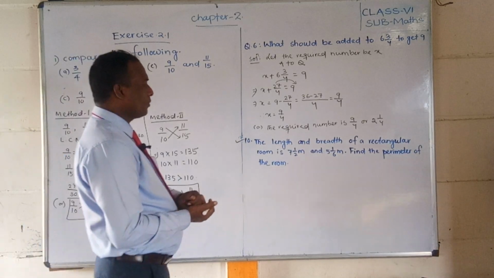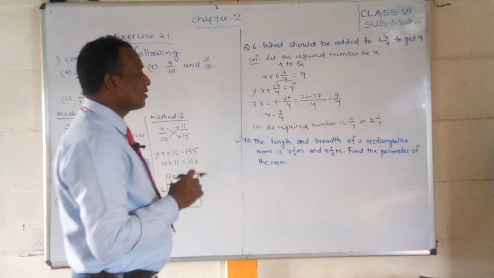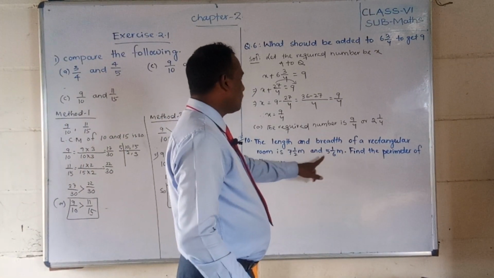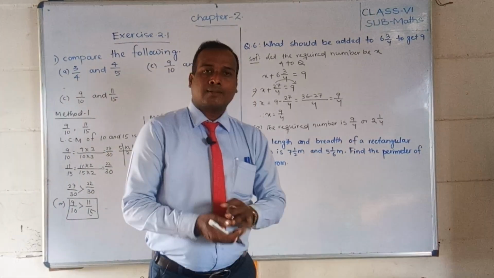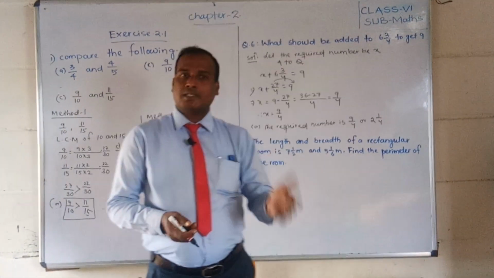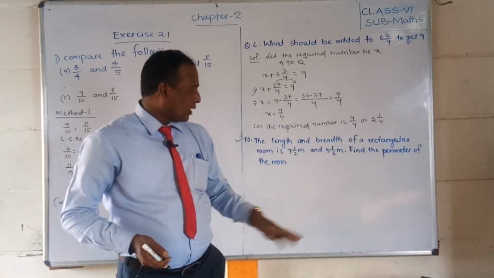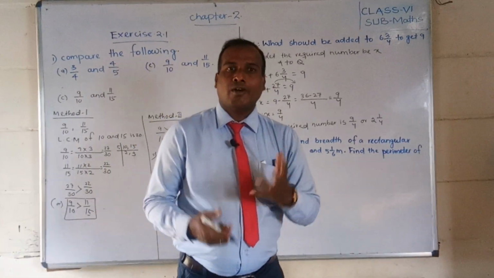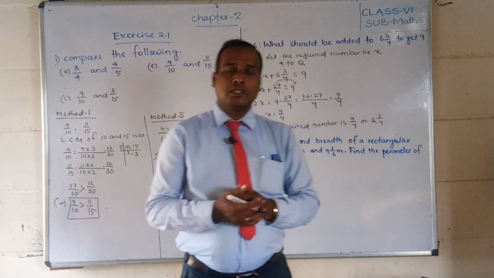I will do some of these problems. The question reads, students: the length and the breadth of a rectangular room are 7 whole 1 by 2 meter and 5 whole 1 by 6 meter. Find the perimeter of the room. That means length is there, breadth is there, so it is a rectangle. Yes, a rectangular room. So what is it asking? Find the perimeter. What do you mean by perimeter? Do you have an idea about the perimeter of a rectangular field? Yes, 2 whole length plus breadth.